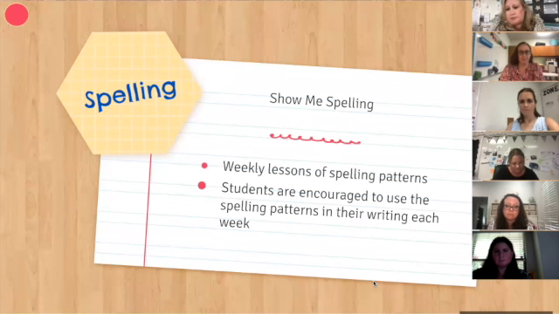And then the spelling program is the Show Me Spelling. It's a weekly lesson of spelling patterns where they practice the words each day. The words are given to them, and then the next day the same word, but it's changed a little bit. Maybe it's become a plural. Maybe they've added a prefix or a suffix to it, but they're really trying to teach them those spelling patterns. And we really encourage them to use those spelling words throughout their week when they do their writing.